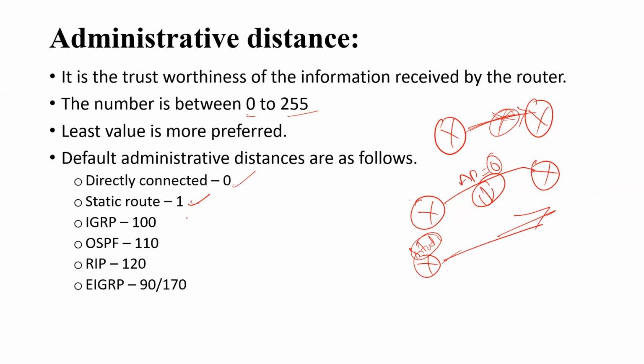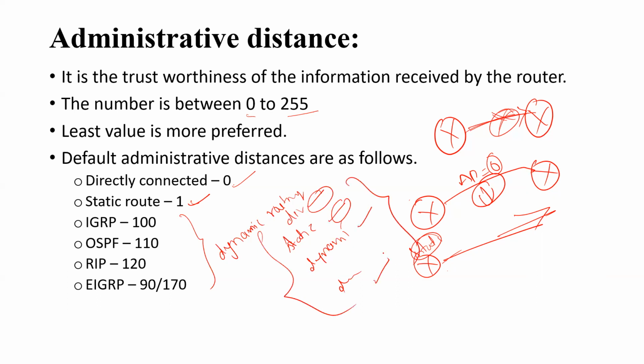These are some of the dynamic routing protocols, which we will discuss later. We also have the default route, which has the least preference. So we have many kinds of routes: directly connected, static, dynamic, and default. Directly connected is preferred first, then static route, then dynamic, then default. This is about the AD value.